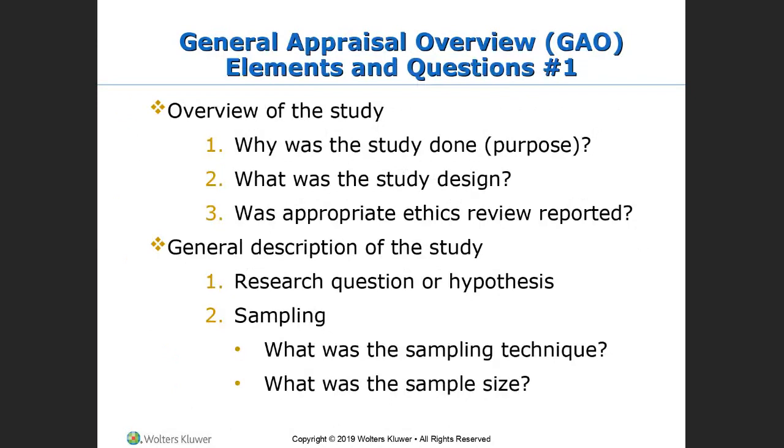So when we're doing a general appraisal overview, what we're going to ask is why was the study done, or the purpose, what was the study design, and was there an appropriate ethics review or IRB approval prior to the study. Then when we talk about a general description of the study, we want to know the question, or what were they trying to solve. Then you want to consider sampling techniques. What was the technique they used, and what was the size?